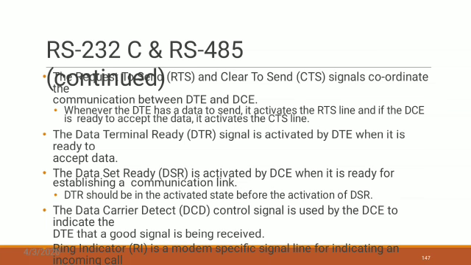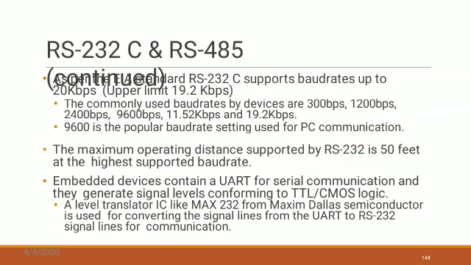The data terminal ready, DTR, signal is activated by DTE when it is ready to accept the data. The data set ready, DSR, is activated by DCE when it is ready for establishing a communication link. DTR should be in the activated state before the activation of DSR. The data carrier detect, DCD, control signal is used by the DCE to indicate to the DTE that a good signal is being received. Ring indicator, RI, is a modem specific signal line for indicating an incoming call.